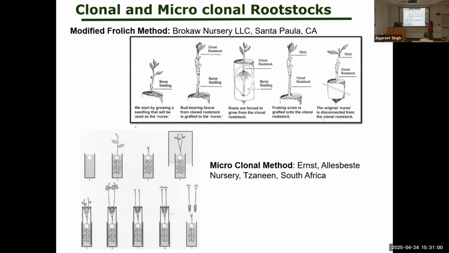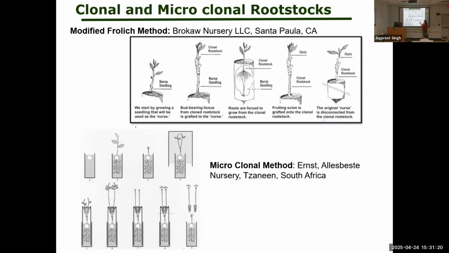So eventually, by putting this ring, if you receive trees from Brokaw, you will see a ring in the mother seed, in the nurse seed. This will block any flow of phloem, sap, or xylem water between both. So you will have the roots of the rootstock and your rootstock and the scion.